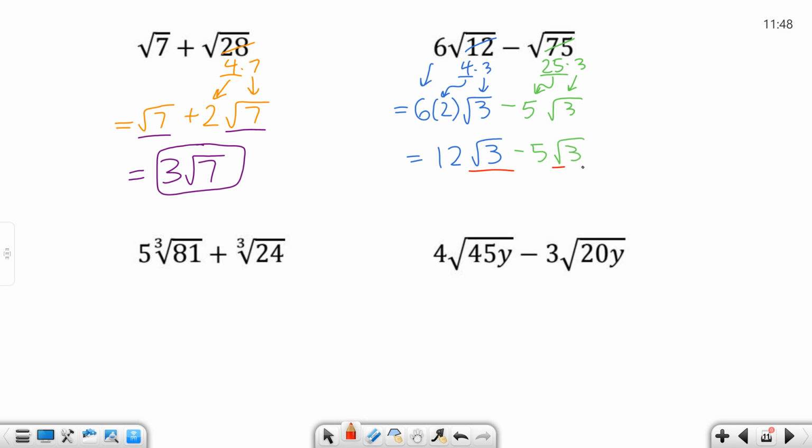So now I have like terms. My answer is going to have a square root of 3 in it. It's going to be 12 minus 5, which is 7.